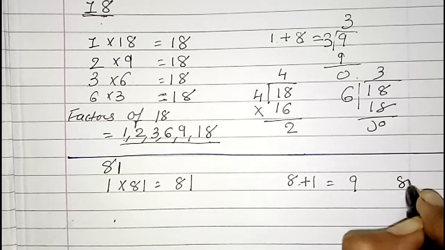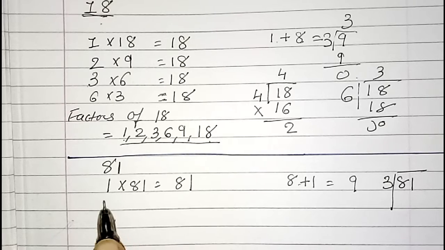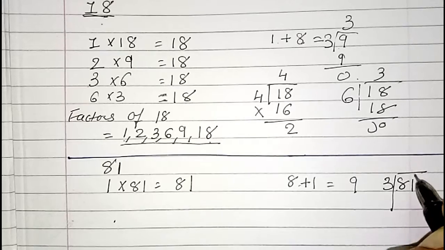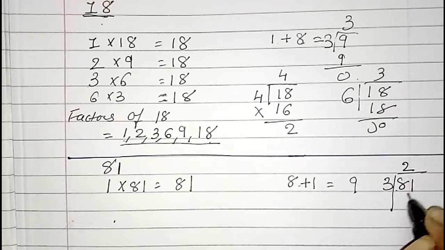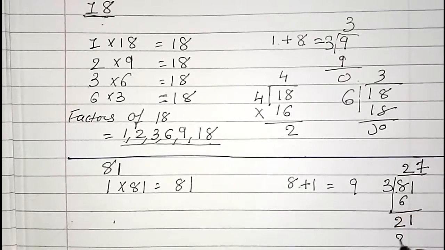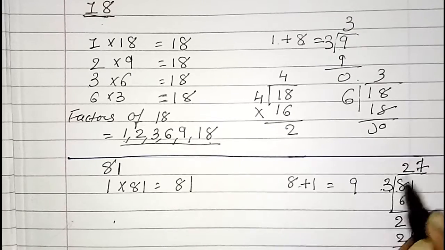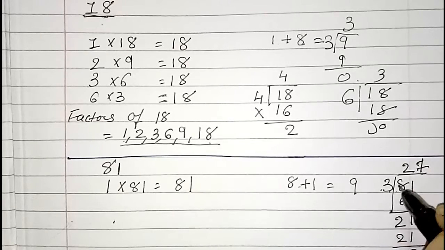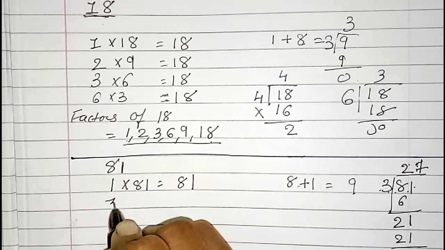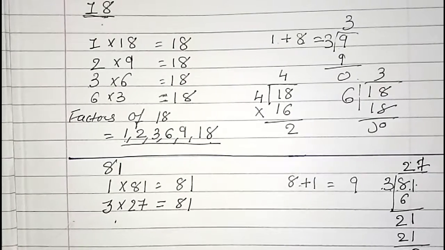So let's check 81 by 3. It cannot divide by 2, so we did not write 2. Now we check with 3. Okay, 3 2s are 6, 2, and 1 we will take down. 3 7s are 21, so no remainder. So 3 27s are 81. We will write here 3 multiplied by 27 is equal to 81.